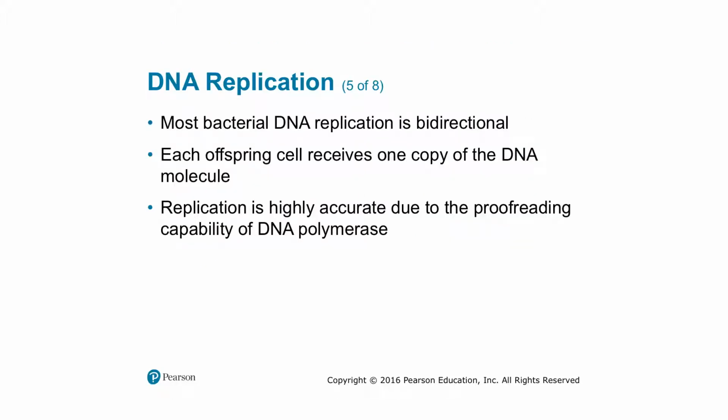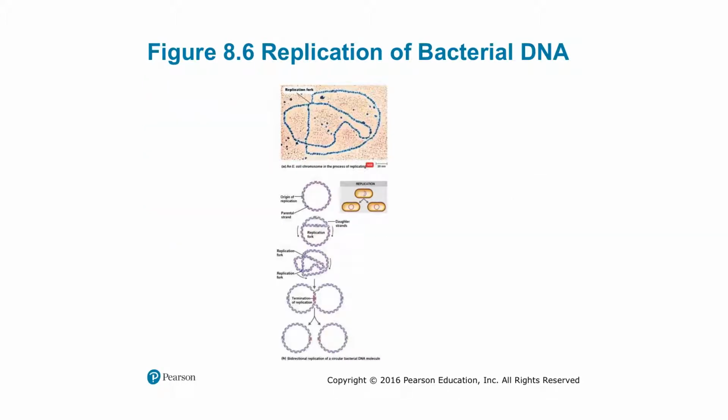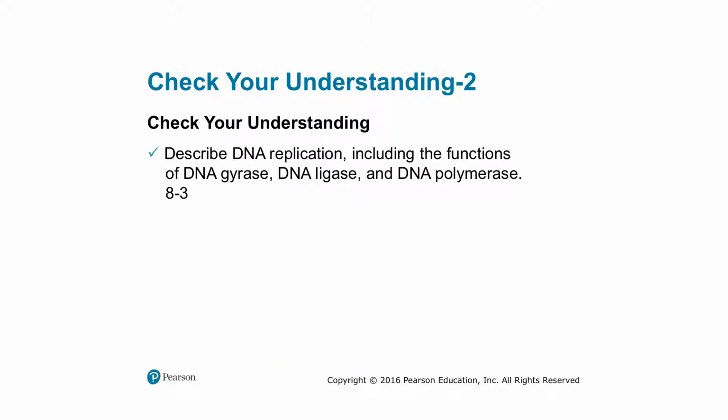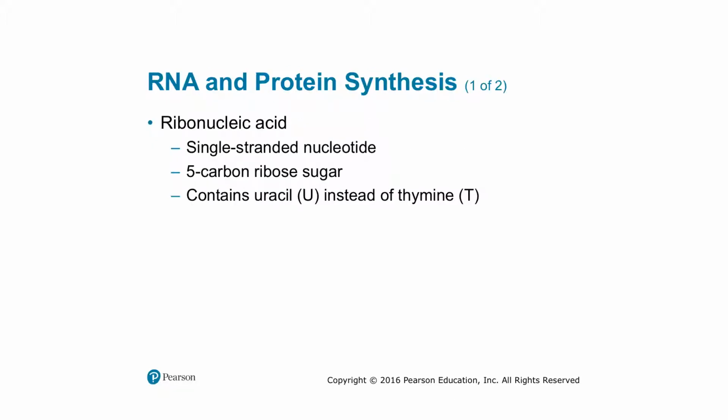Most bacterial DNA replication is bidirectional. Each offspring cell receives 1 copy of the DNA molecule, and replication is highly accurate due to the proofreading capability of DNA polymerase. Here we can see this. We create this replication fork here, and then you can see how it goes off, and eventually we get that termination of replication, and we get 2 essentially equal cells, or equal genomes down here. So here's your check your understanding question. Make sure you understand this before moving on.